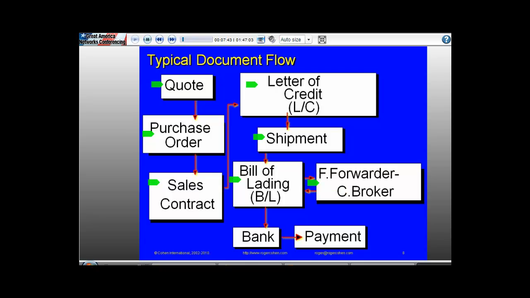Eventually, when the bill of lading is issued, the seller sends it to the bank with appropriate documents, and the payment is made. Of course, there are a lot of nuances in there, but that's the overall schematic.